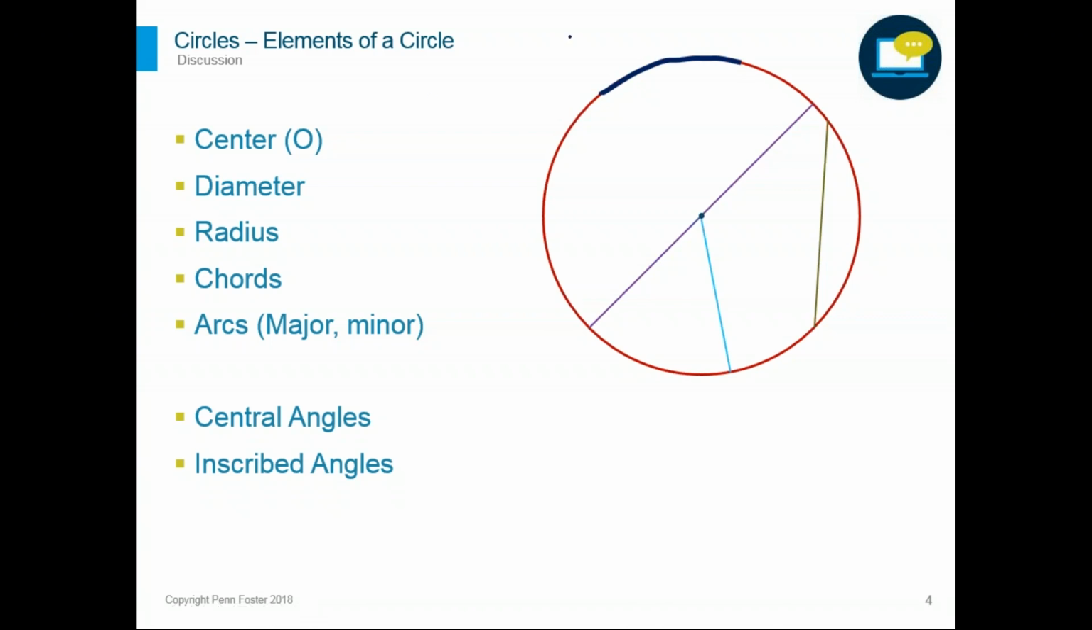And then an arc is just a piece of the circumference of the circle. The line here just appeared as an example of an arc. We have minor arcs and major arcs. We're going to go over the difference in a little bit.